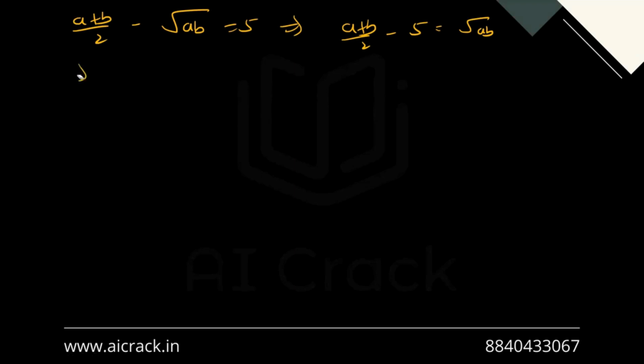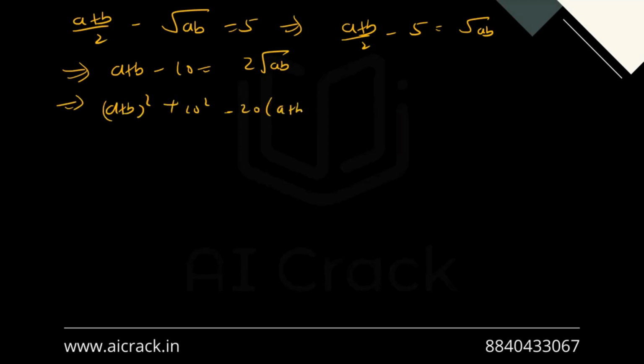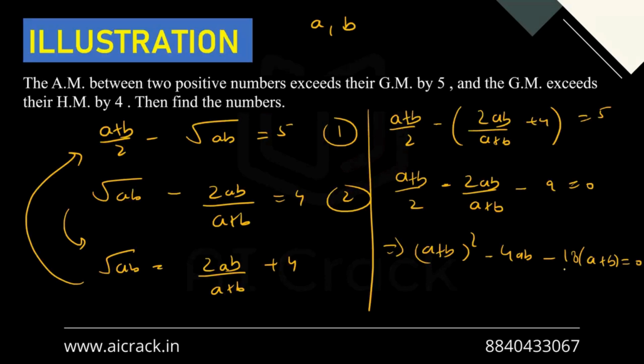So that becomes A plus B minus 10 equals 2 root AB. On squaring both sides, we'll get (A plus B) whole square plus 10 square minus 20 times (A plus B) equals 4AB. Now we have (A plus B) whole square, A plus B, and AB. We can use this equation to replace the value of (A plus B) whole square.